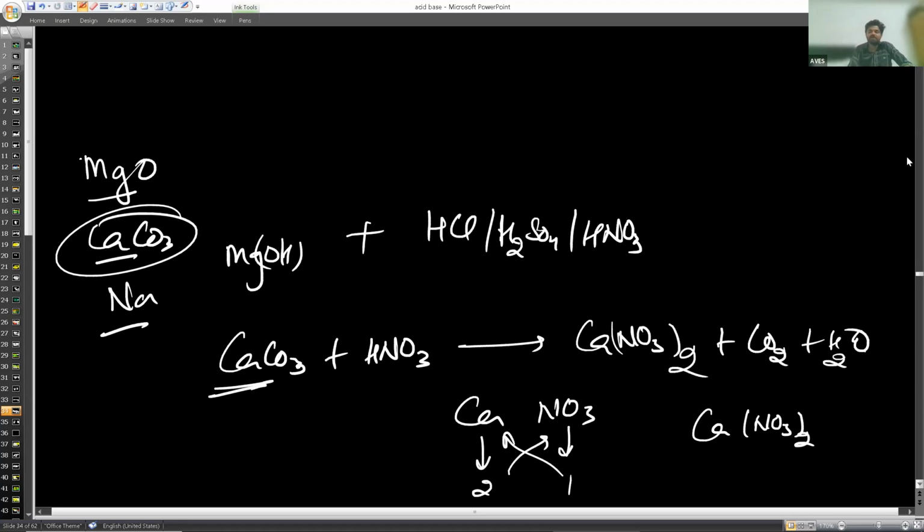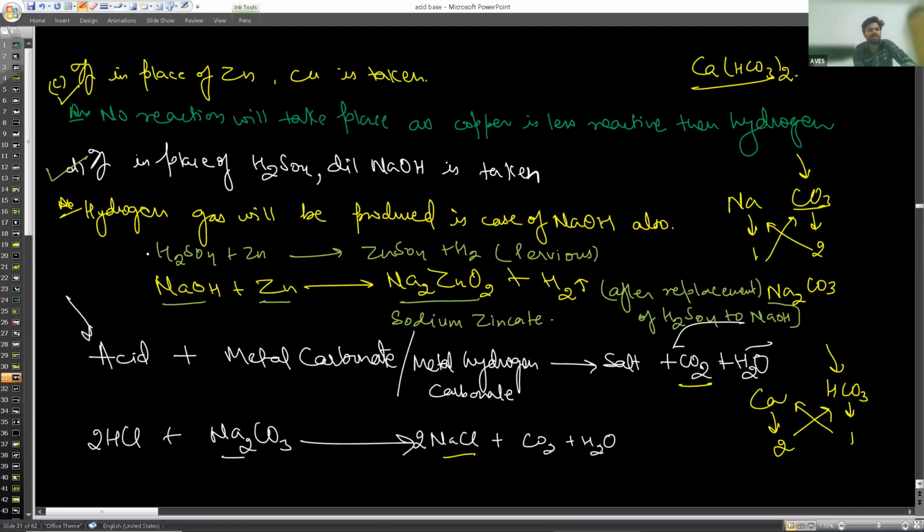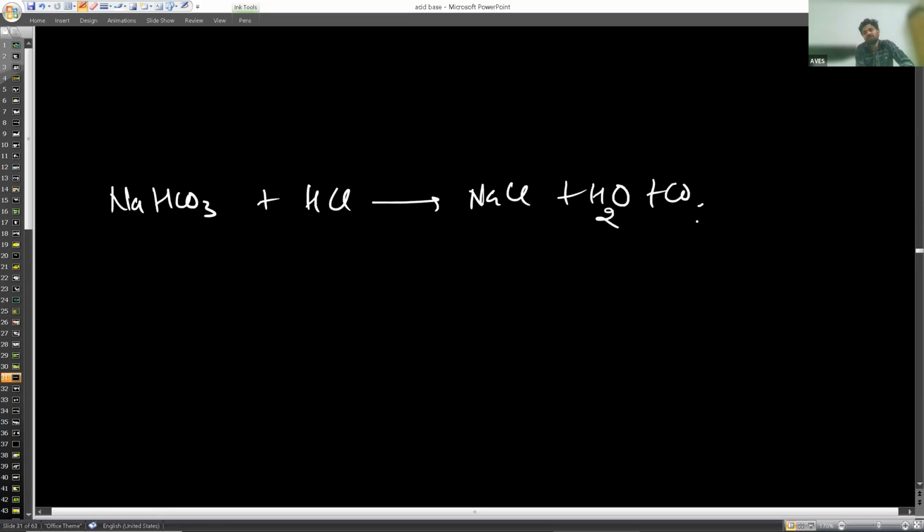Okay, so start writing those equations: metal carbonate when reacting with acids will give you salt plus carbon dioxide plus water. One thing you need to note down is that whether it is metal carbonate or metal hydrogen carbonate, the name of the salt will be the same. For example, if you have NaHCO3, this is sodium hydrogen carbonate. When it reacts with HCl, it gives NaCl plus H2O plus CO2. Or if you have Na2CO3, sodium carbonate, when it reacts with HCl, it will give you the same NaCl plus H2O plus CO2.